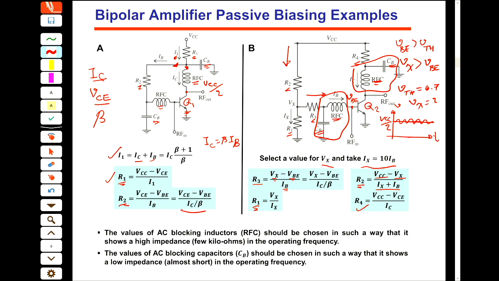How do we select these numbers? So at our operating frequency, the value for this j omega L should be high, in the order of kilo ohm. And the value for this capacitor should be almost a short, in the order of ohm. I mean, I'm going to short this point in the RF. Okay? So this is AC blocking, this is AC blocking, and the same for this. Both of them block the AC signal.